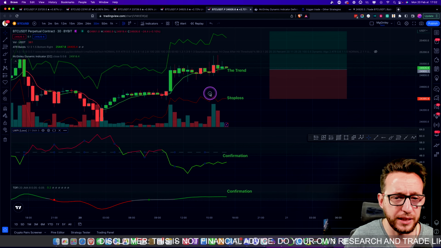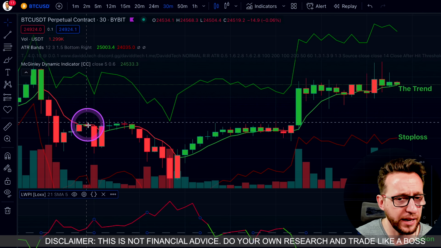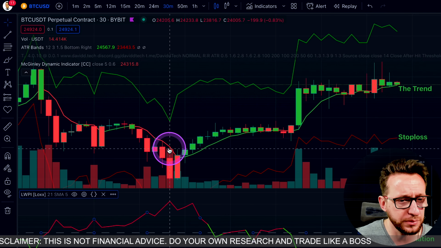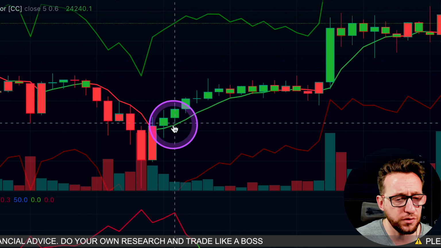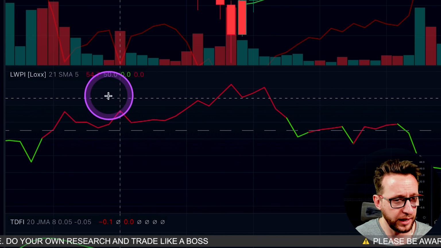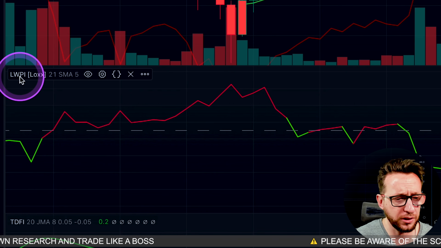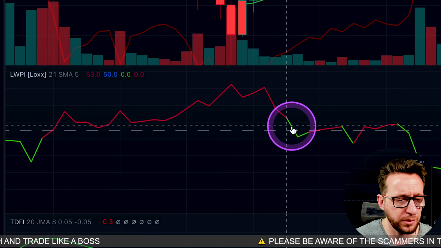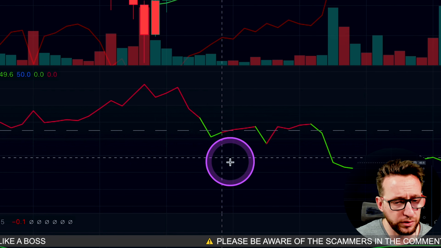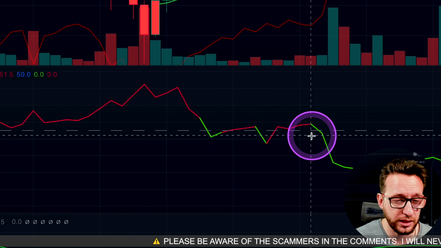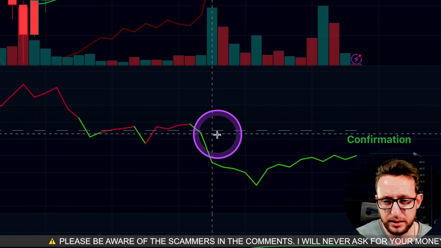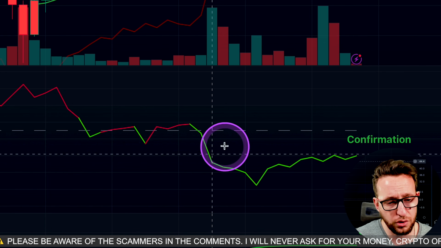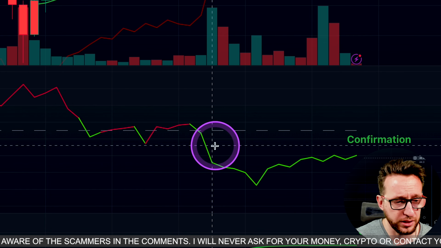Okay, let's get over to here. Right, so we have the McGinley's Trend Index, which is this green and red MA in the middle here. When that is green, we're looking to take longs. Then we go over to the Larry Williams Proxy Index here. Our confirmation would be that this is green. This actually goes green when it goes below the line, which is strangely enough different from most indicators. So once it goes below this 50 line here, it goes green, which is our first confirmation.